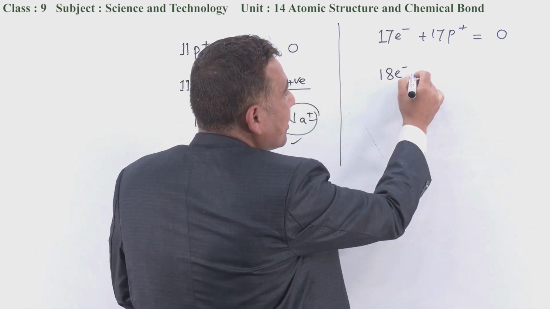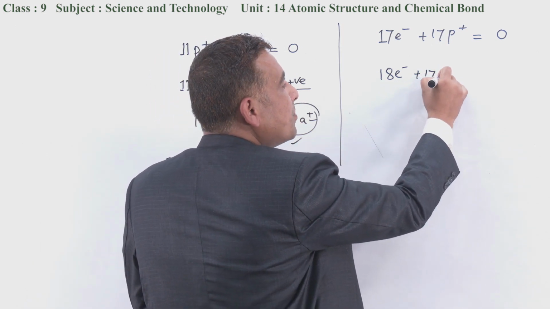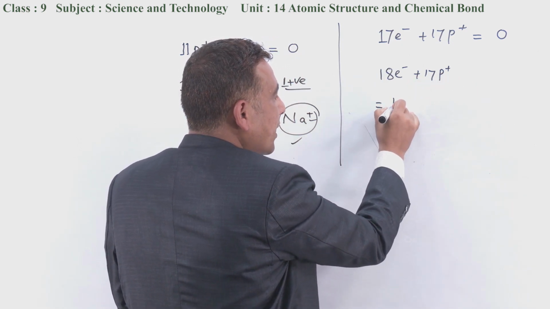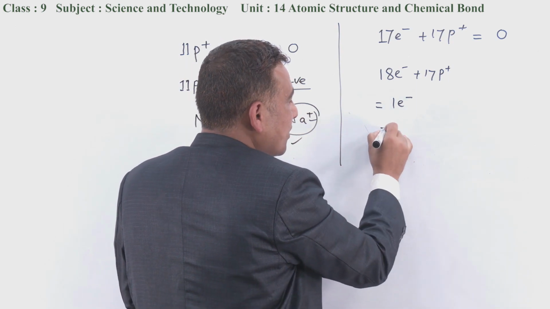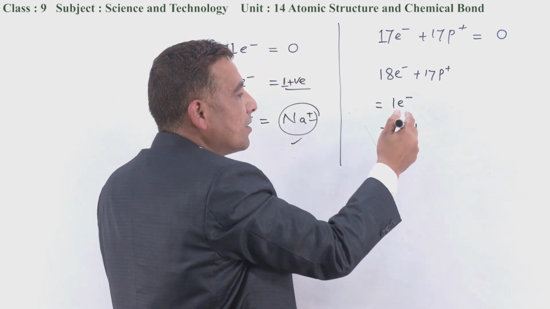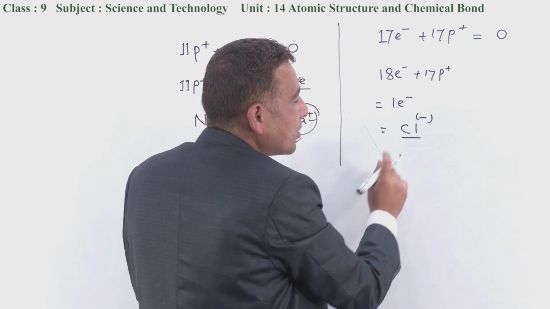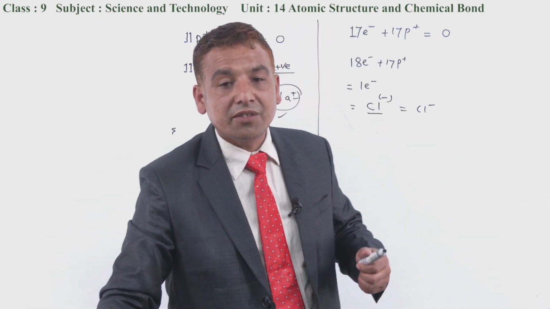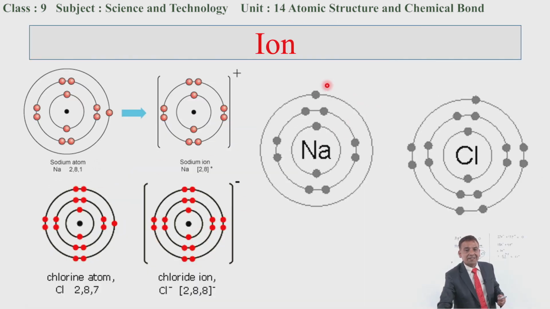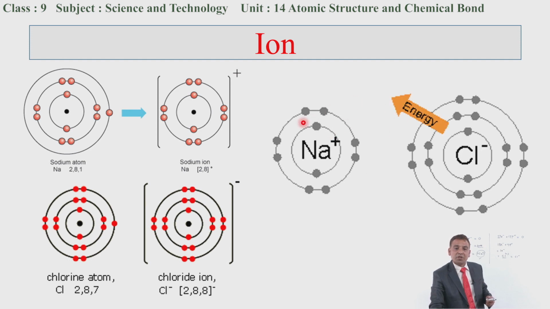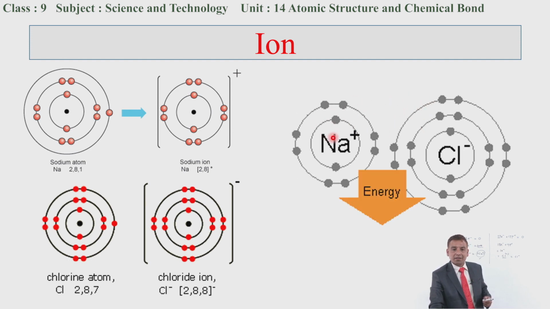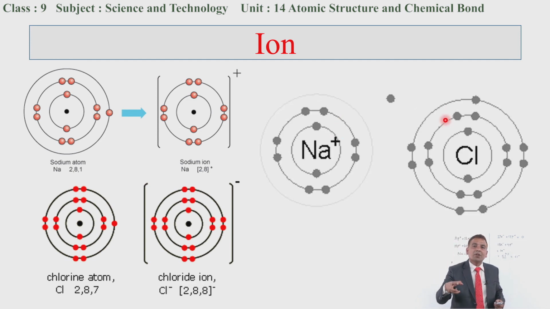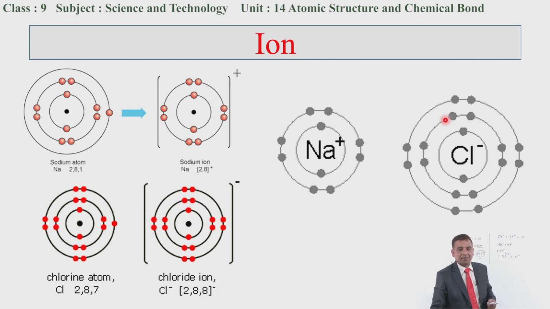The number of protons cannot change. So if you sum them up, you will get 1 extra electron. That means the chlorine atom is gaining 1 more electron, so it acquires a negative sign. So we write it as Cl minus. In the same way, it can be represented in the structure like this. Just see the structure: from this sodium metal, 1 electron is being lost, and this chlorine atom is gaining that electron which is lost by the sodium metal.